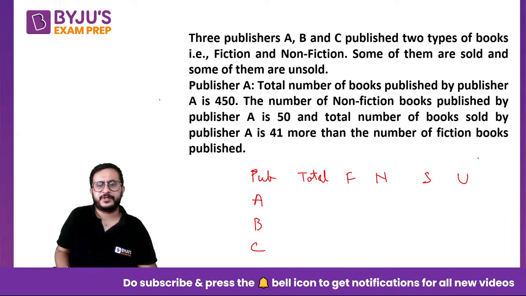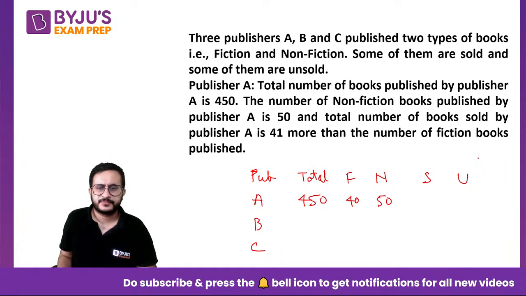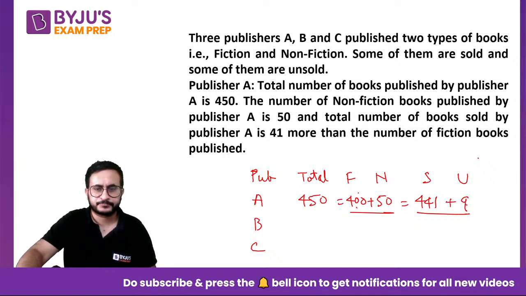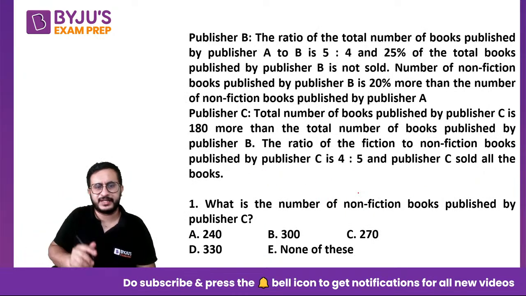Okay, so let us find for A. The total number of books given is 450, that we can directly fill, and it says non-fiction is 50, so that gives fiction as 400. The number of books sold is 41 more than the number of fiction books. So fiction is 400, so this should be 441, and unsold will be 9, because this total and this total should be equal to this. All right. So let us calculate for B and C also.